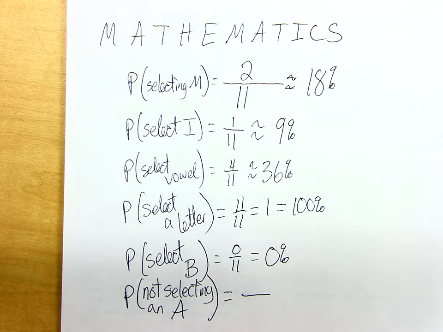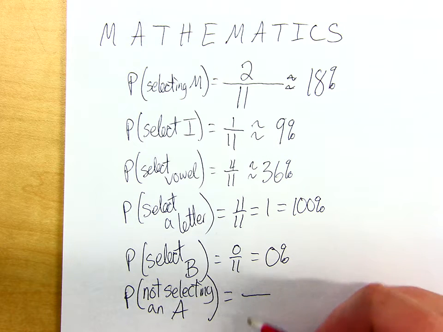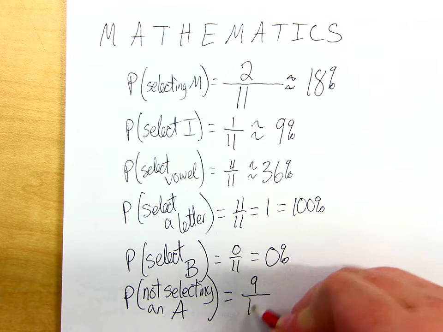Does everybody have an answer? Ben, what is it? 81%. What's the fraction? Can you back up to that? 9 over 11. Right. There's 9.